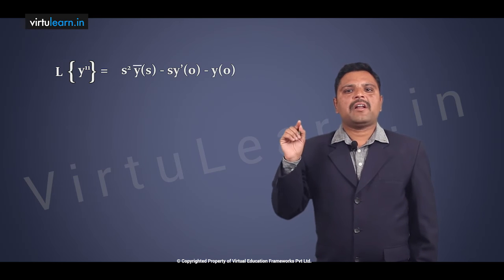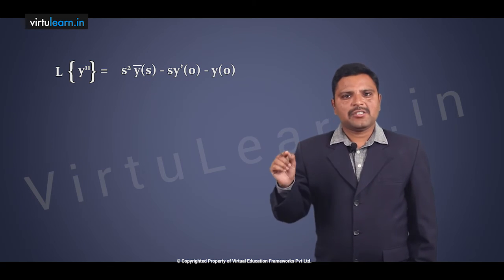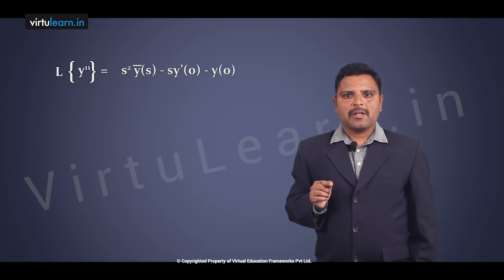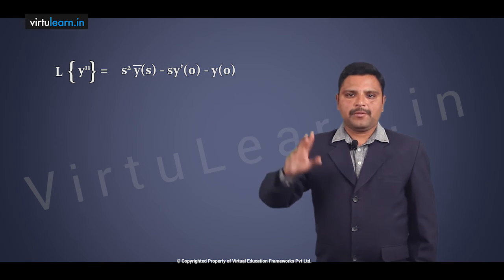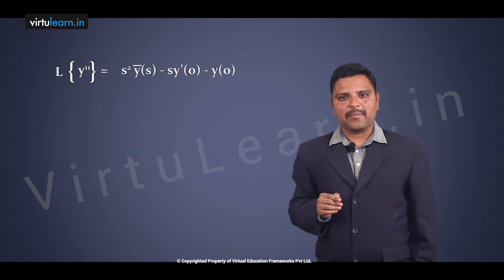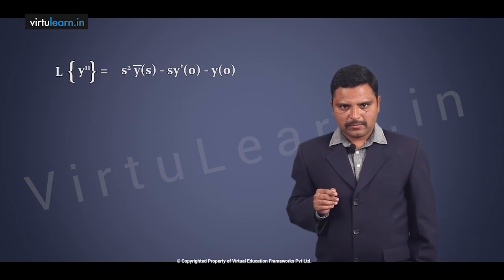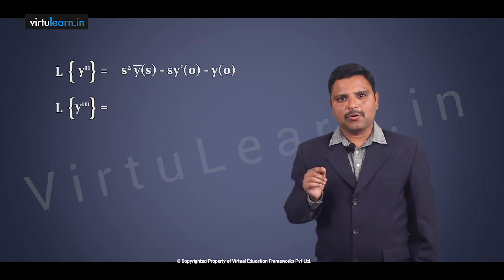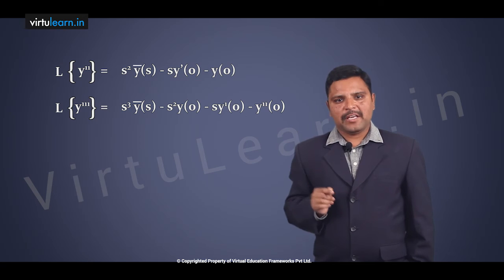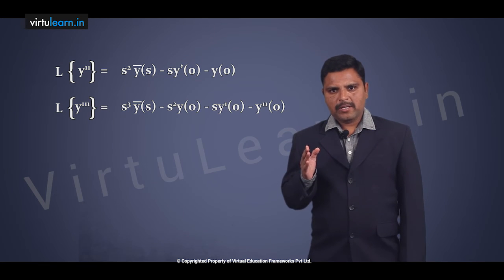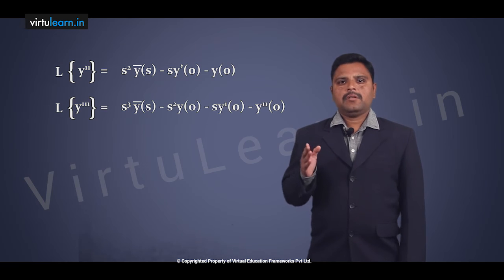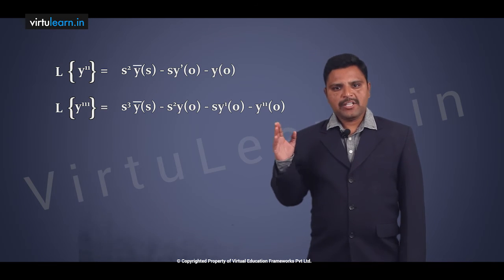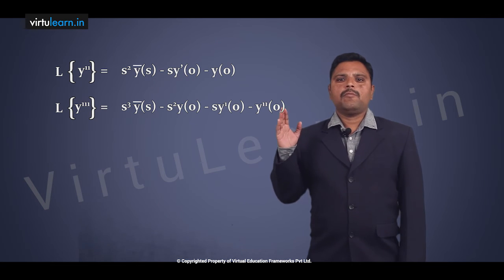Next one, L of y double dash is s square y bar of s minus s y dash of 0 minus y of 0. This is the second important formula. Third one, L of y triple dash equals s cube y bar of s minus s square y of 0 minus s y dash of 0 minus y double dash of 0.